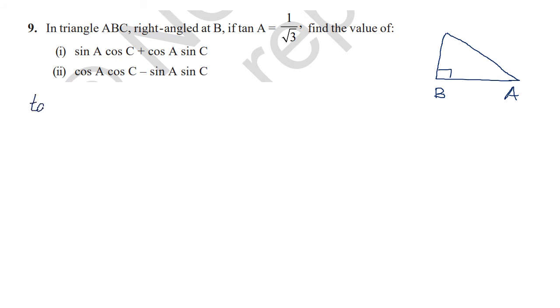What is tan theta? Tan theta is opposite by adjacent. So what do you get? Tan theta is equal to 1 by root 3 means opposite is what? Adjacent is? So you're getting here 1 and here it is root 3. Clear? For angle A, adjacent is root 3 and opposite is 1. Now what will be the hypotenuse?